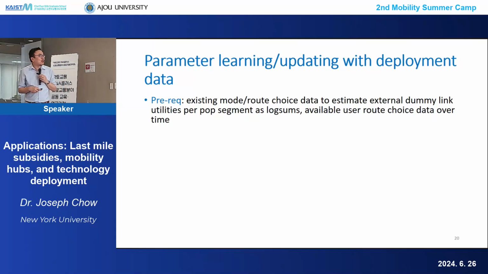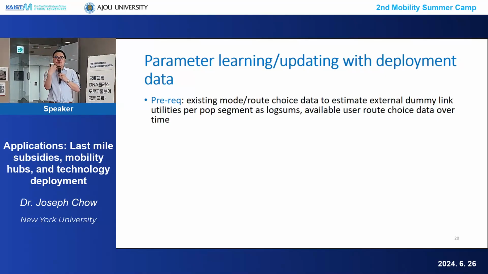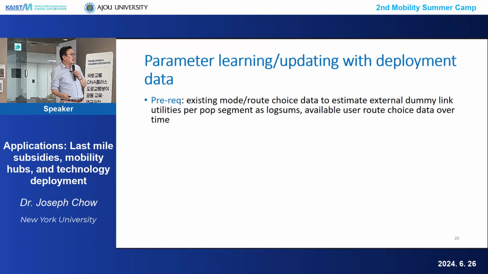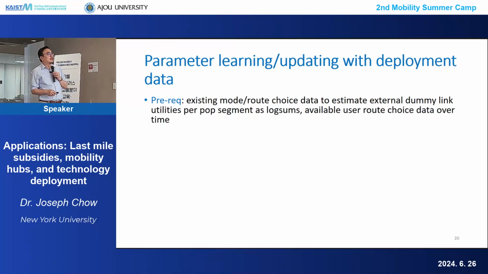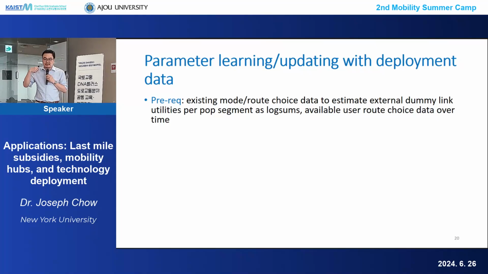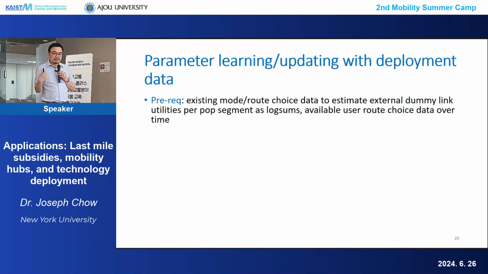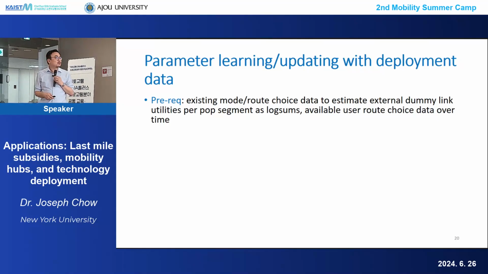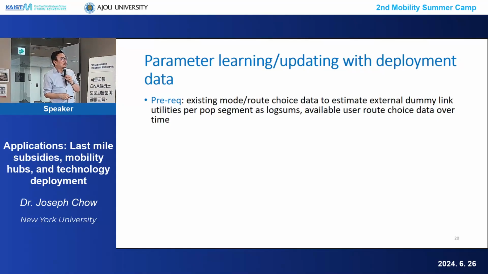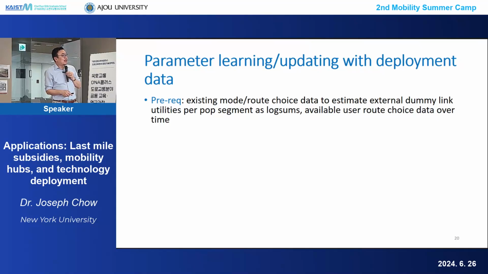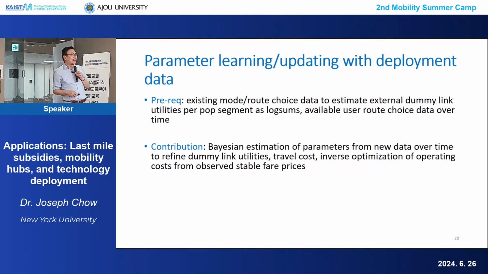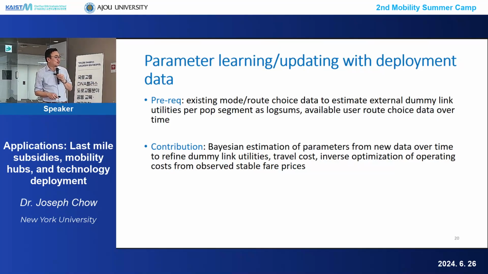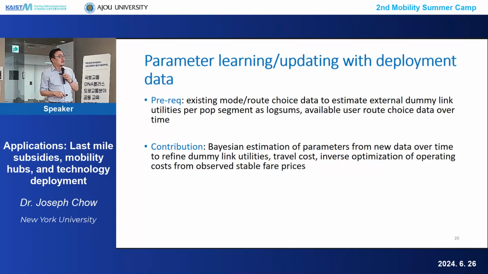Another topic, parameter learning. Let's say you do operate a mobility as a service system already, or you're working with a company that's doing that. Let's say you have existing mode route choice data over time, and you want to consider a continuously updating, Bayesian updating approach, where you get new information and are able to update the user route choice data over time. So you're estimating these parameters and updating them over time to refine the dummy link.